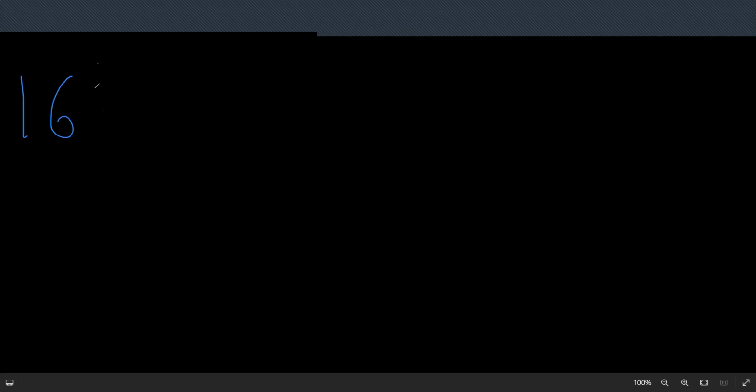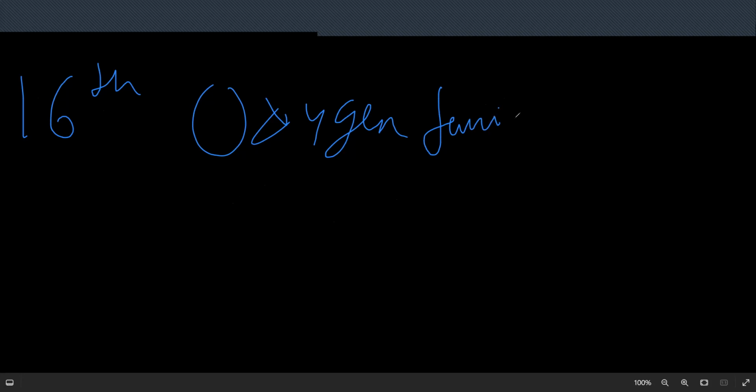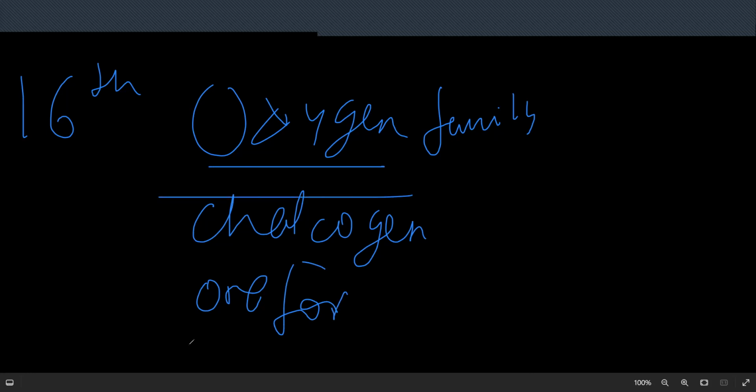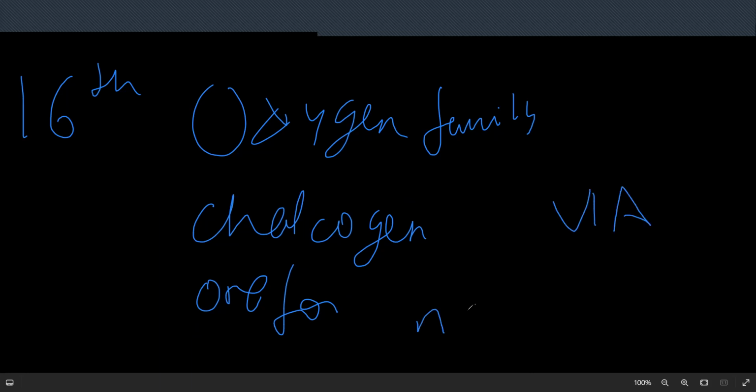And the 16th group is the oxygen family. The oxygen family is also known as chalcogens, which means ore forming, because they form ores. They aren't ores, like oxygen is not an ore, but they form ores. And they are represented by 6A, general form ns2 np4, valence electron 6.